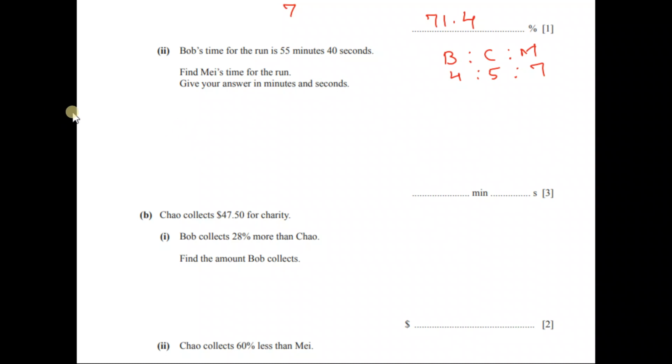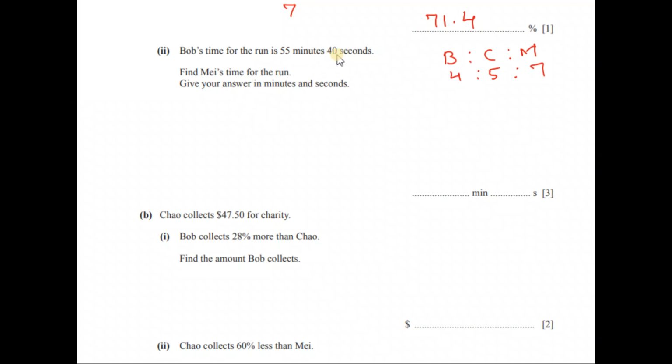So what do we have to do? It's 55 minutes 40 seconds. So Bob's time I have. So again I can easily work on this by using the usual method of cross multiplication, because here also we have a question in directly proportional form. Okay, it's in directly proportional form and we can easily do it. So what are we going to do first?